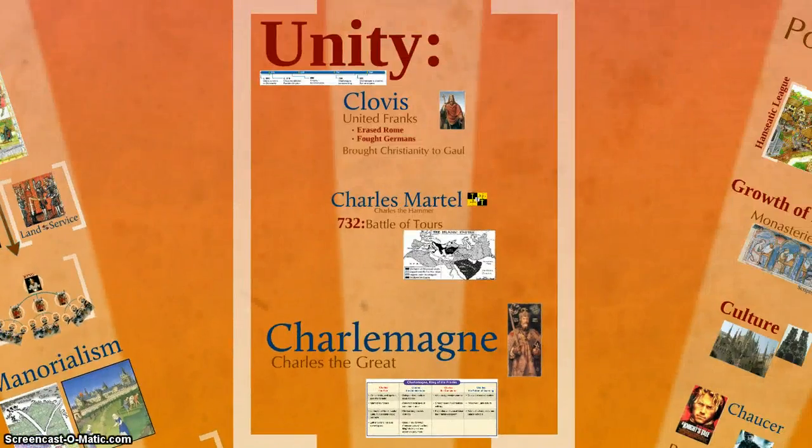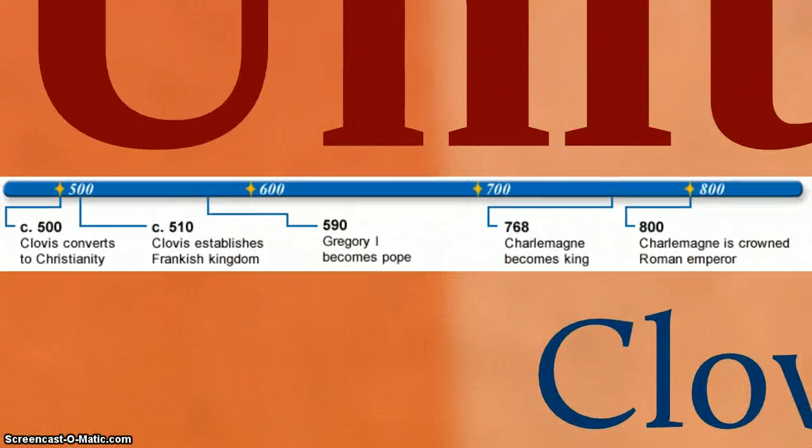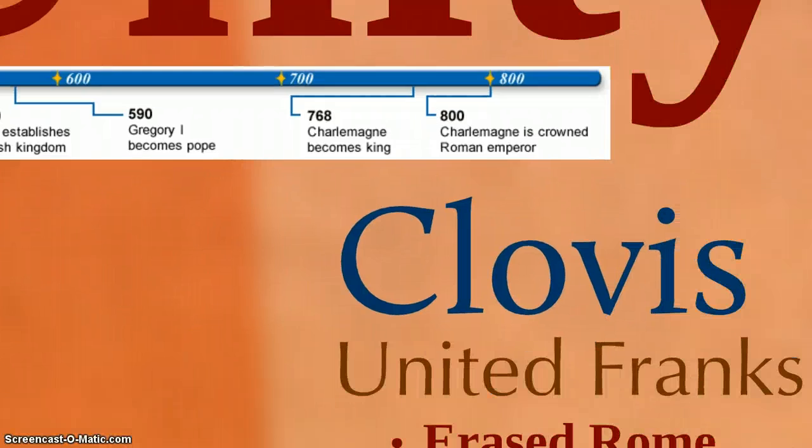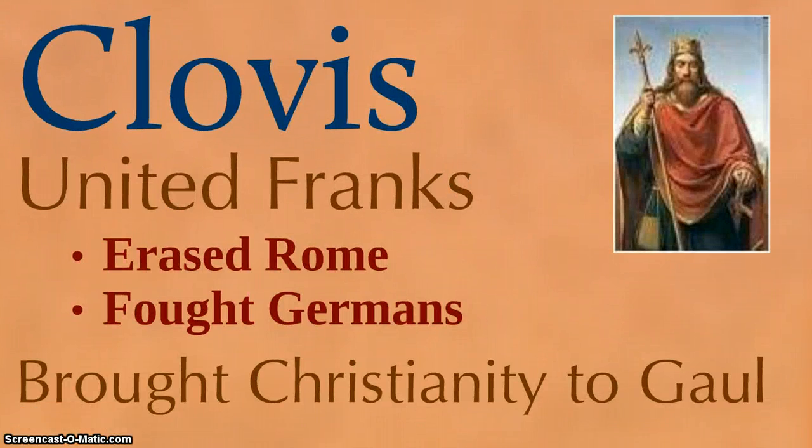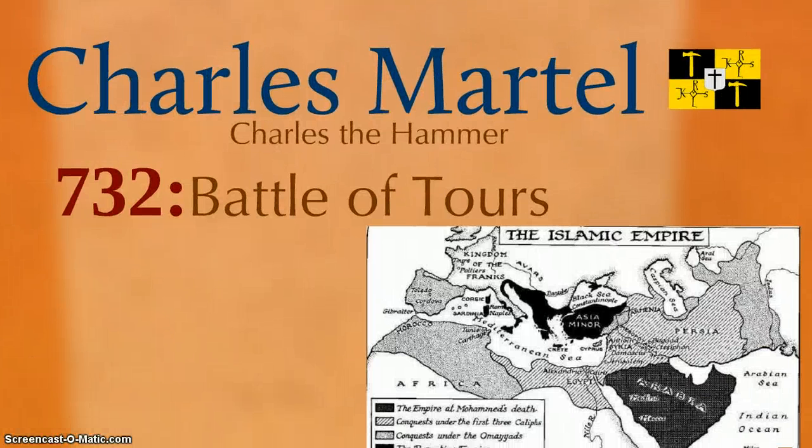So we see the unity begin kind of early on in the Dark Ages, starting in the 500s, but then really the 700s is where it gets interesting, where Clovis, the king of the Franks, unites them under his rule, and he was the one that really erased the last signs of Rome, fought other German tribes, and brought unity. He also brought Christianity, which is something that's important because what we see later on with Charles Martel, it becomes Christian Europe versus the Muslim Caliphate.